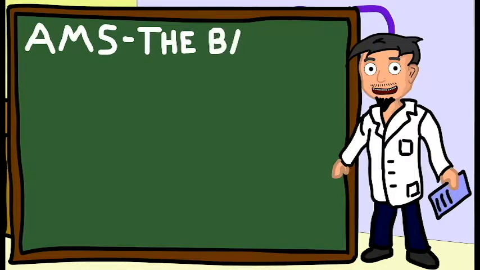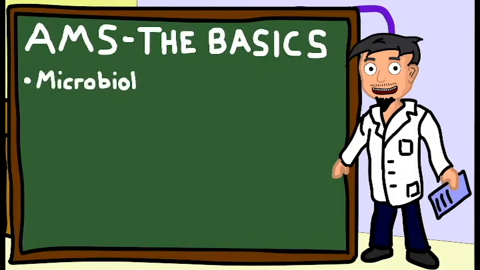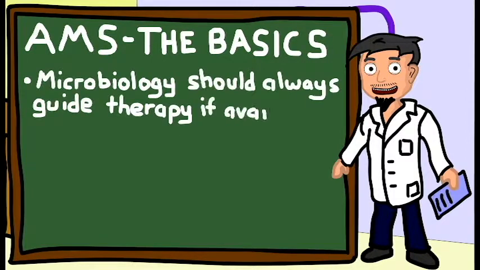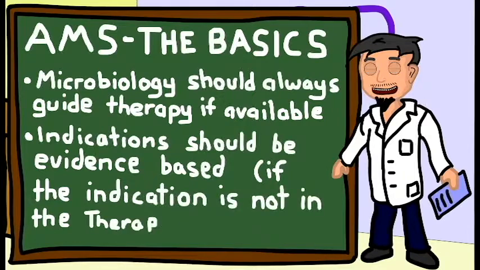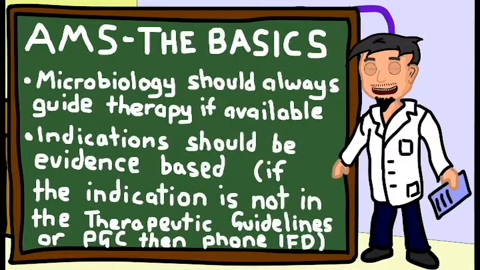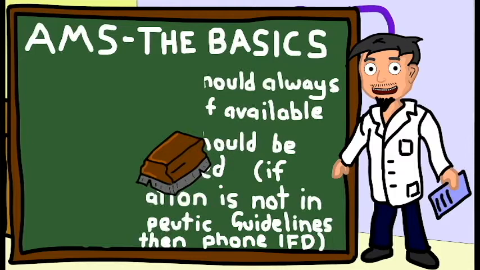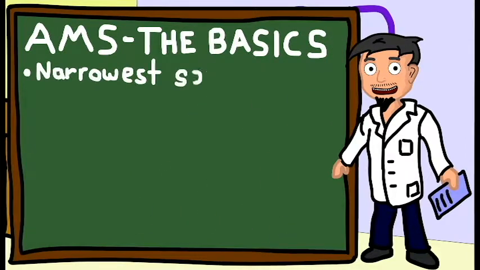First of all, microbiology should always guide therapy if it is available. Indications should be evidence-based. Check the PGC for an NT-specific guideline or follow the Australian Therapeutic Guidelines. If you can't find a recommendation for treatment on PGC or in the Therapeutic Guidelines, then you should phone ID for advice. The narrowest spectrum agent possible should always be used.